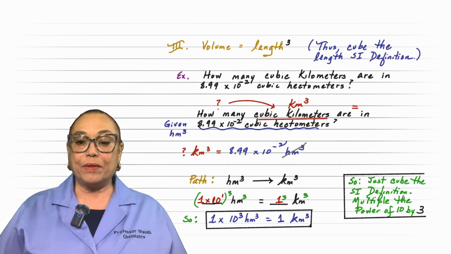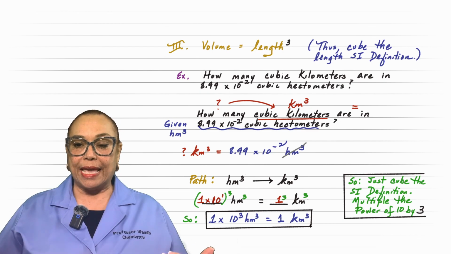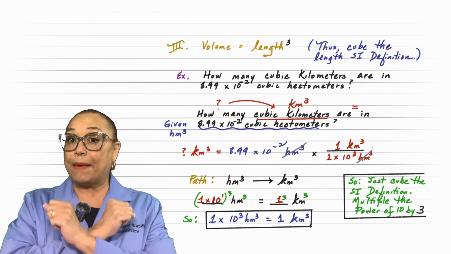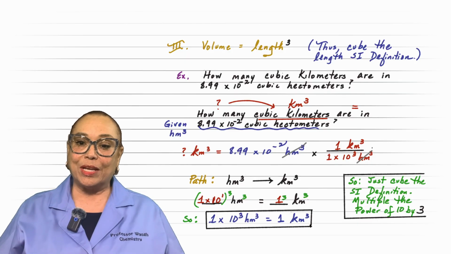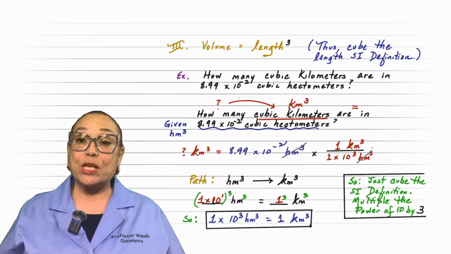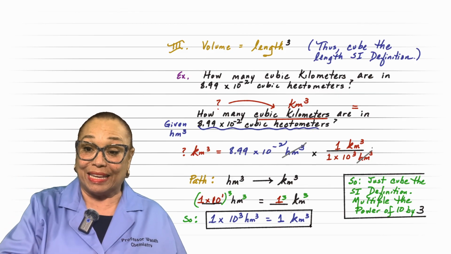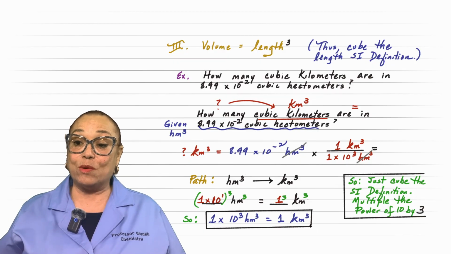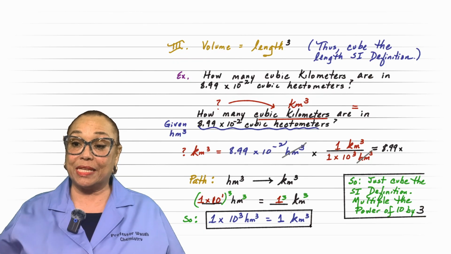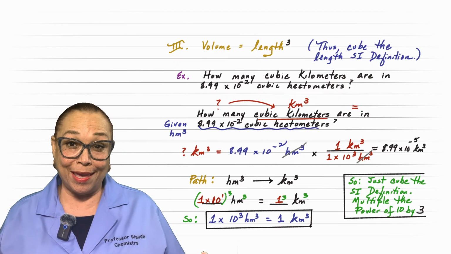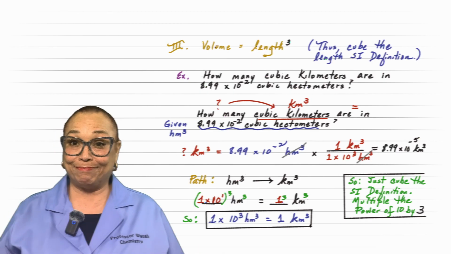So when we set up the problem, you're going to again have to have the cubic hectometer in the denominator at the bottom so they can say, boom, cancel out. So 8.99 times 10 to the minus 2 cubic hectometers divided by 1 times 10 to the third cubic hectometers is equal to 8.99 times 10 to the minus 5 cubic kilometers. Okay, we got that down.